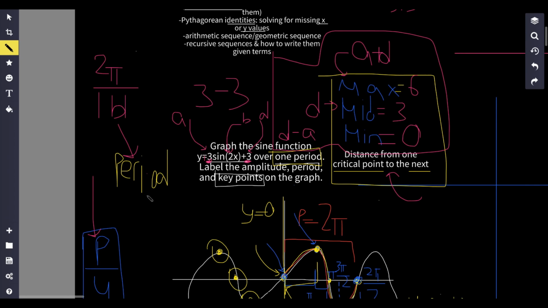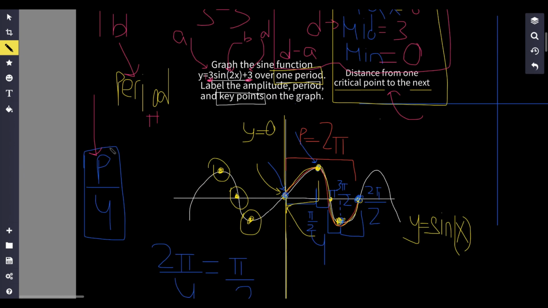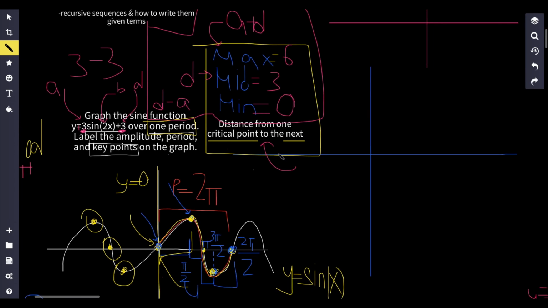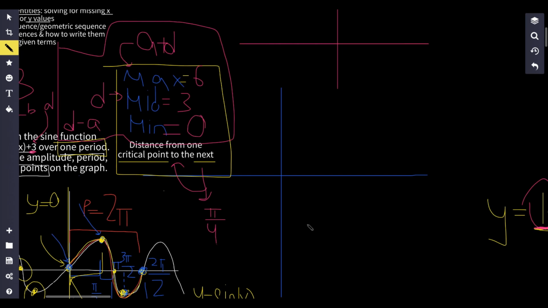So let's do this. In this case, we have our b term equal to 2. So 2 pi divided by 2 is going to leave me with pi as my period. So then the distance from one critical point to the next critical point is just going to be our period, which in this case is pi, divided by 4. All right. And now that we have all this stuff, let's get graphing.